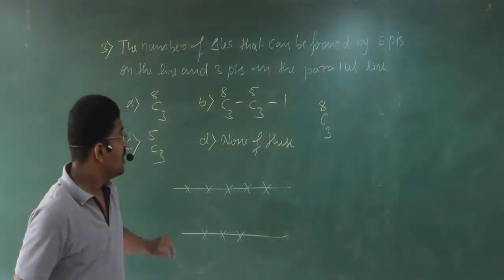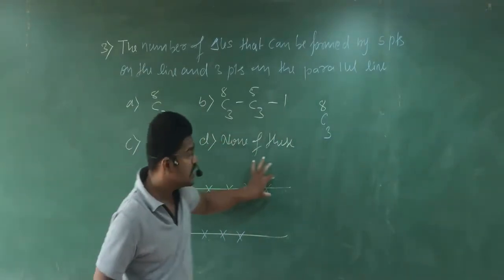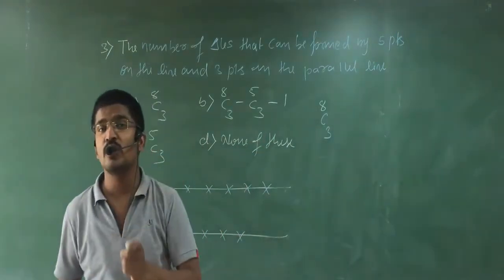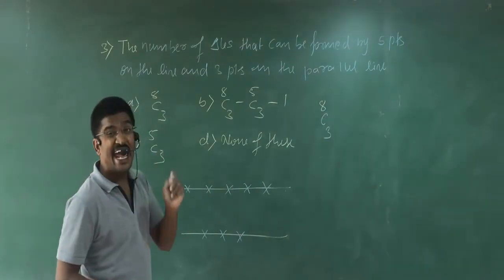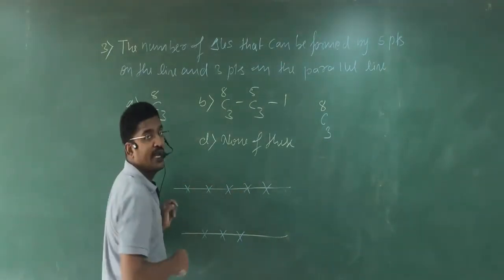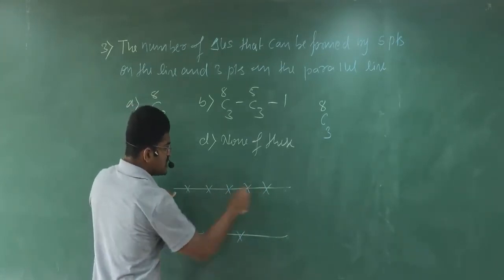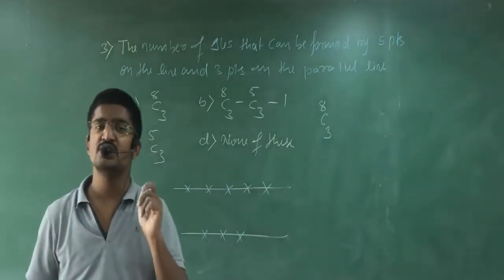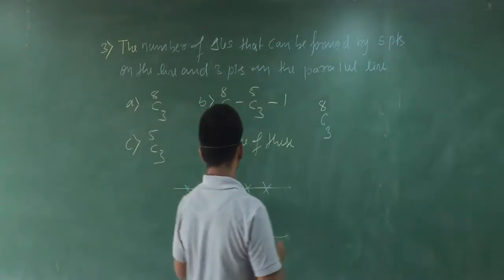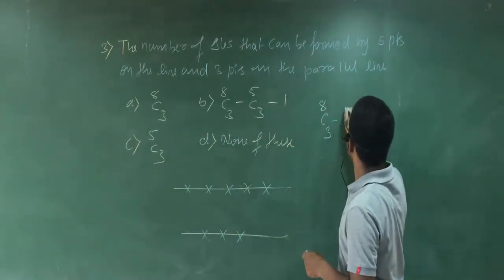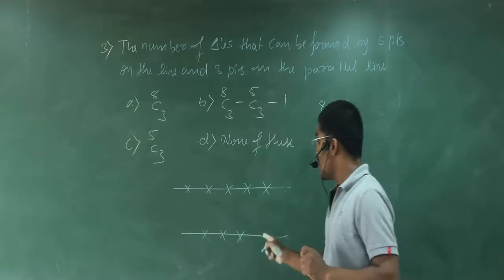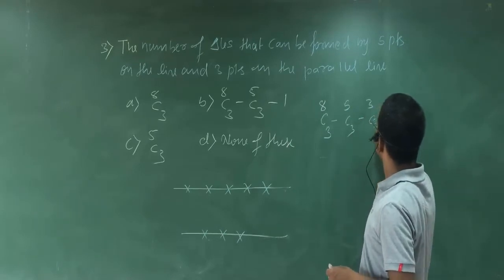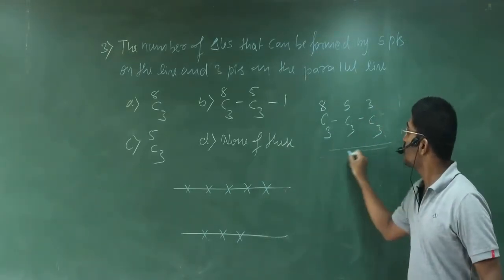Out of this 8, these 5 are also included, and these 3 are also included. So now what do I have to remove? I have to remove the triangles made by these 5 collinear points, minus 5C3. Are you getting my point? The triangles made by these 3 points also have to be removed, that is minus 3C3. Clear? So this must be your answer.